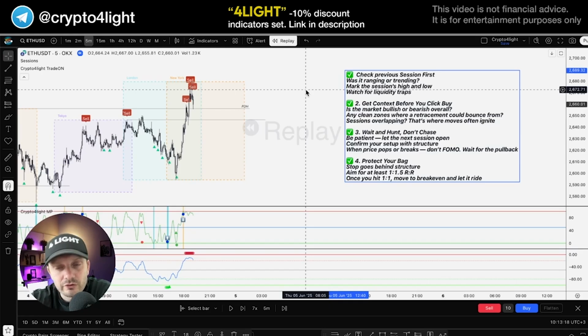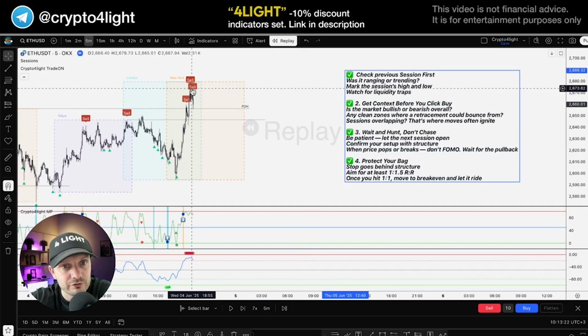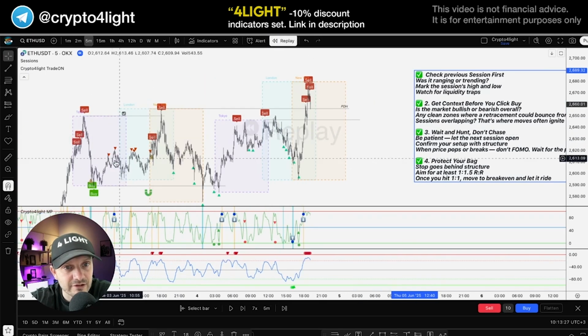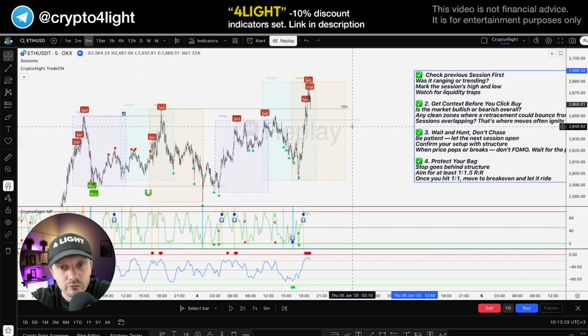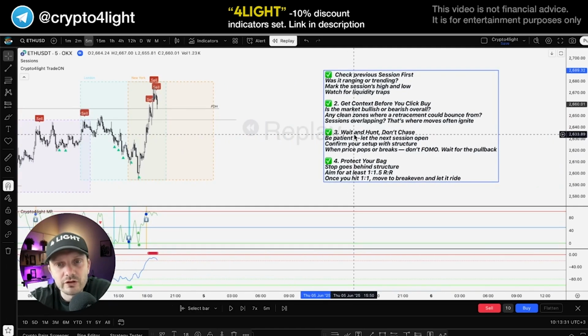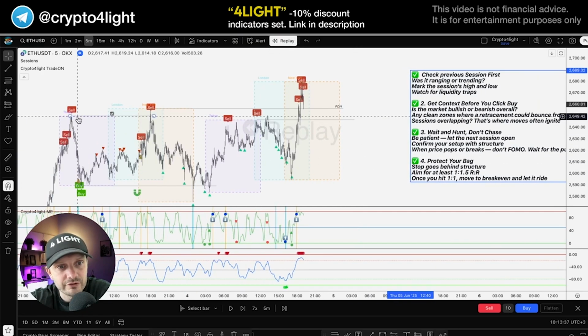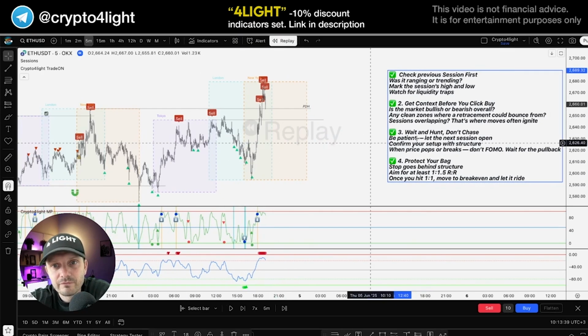Was it ranging or trending? So we can move in an uptrend, like here, it's an uptrend in New York. Or it was just a consolidation here, a range. And of course, depends on your time frames. Mark the session high and the low, mark it. So we mark it here, the high and the low of the session.